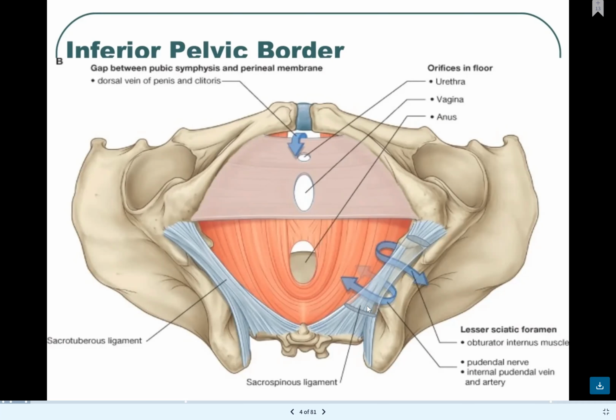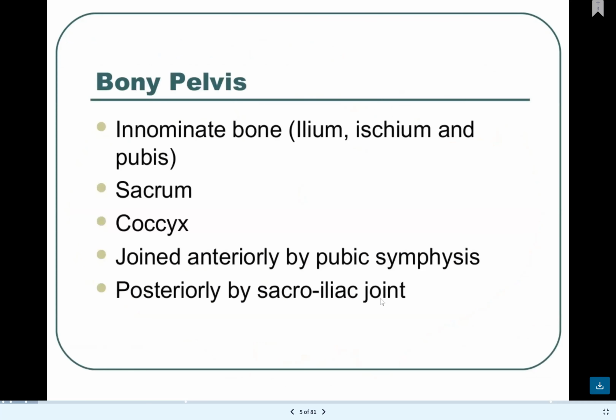So we call this one the sacrospinous, but this is the sacrotuberous ligament. And this sacrospinous ligament will divide the sciatic foramina into greater and lesser. The bony pelvis is formed by the innominate bone, which is made up of the ilium, ischium, and the pubis. That's the coccyx, and the sacrum.